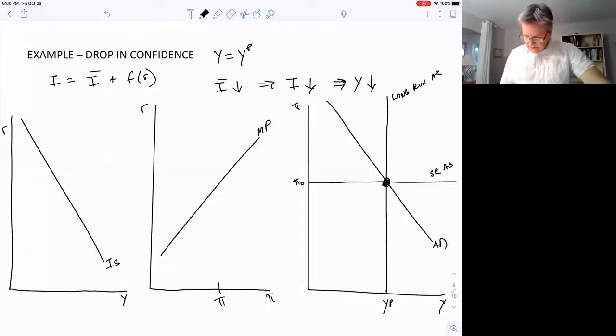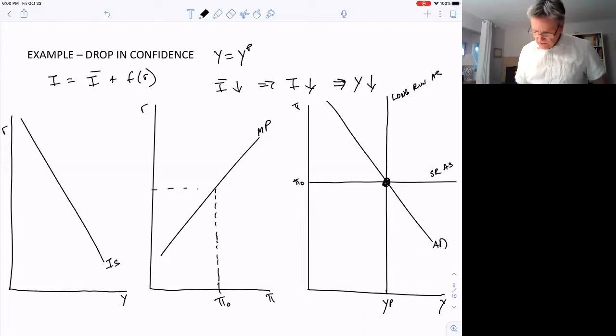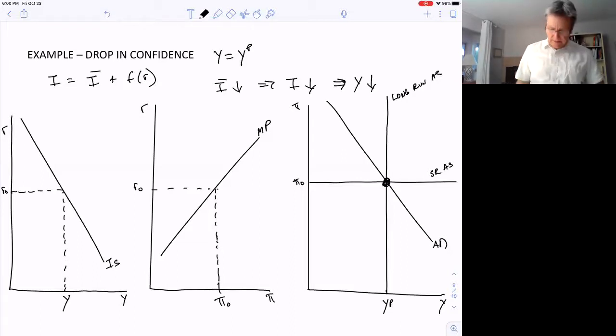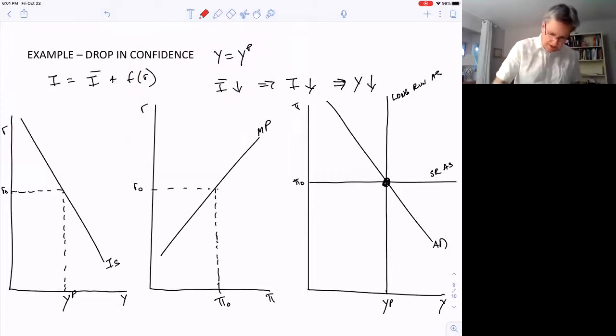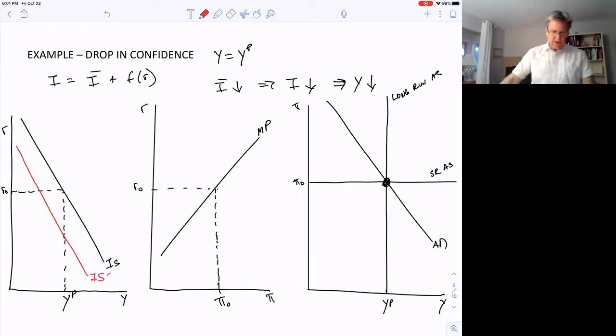And at an inflation rate of pi 0, we can figure out what the real interest rate is set by the Fed. We'll call that R0. And at R0, this is the amount of output, and it will be potential output. So animal spirits fall. I bar falls. That means this IS curve is going to shift to the left.